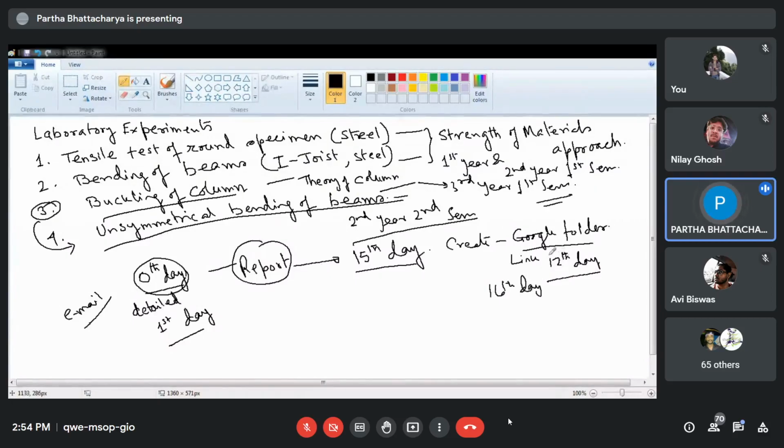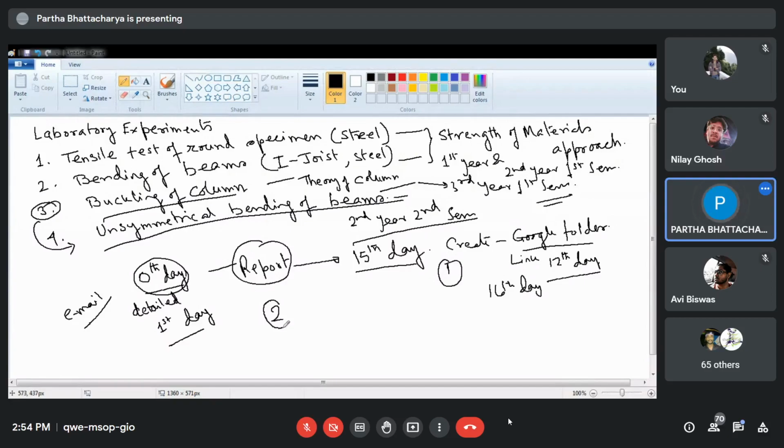So you have got 4 to 5 days of window to put your report in the Google Drive, and we will download it at our end, and it will be evaluated. So this is the first thing that you should keep in mind. Second thing is how to write the report.